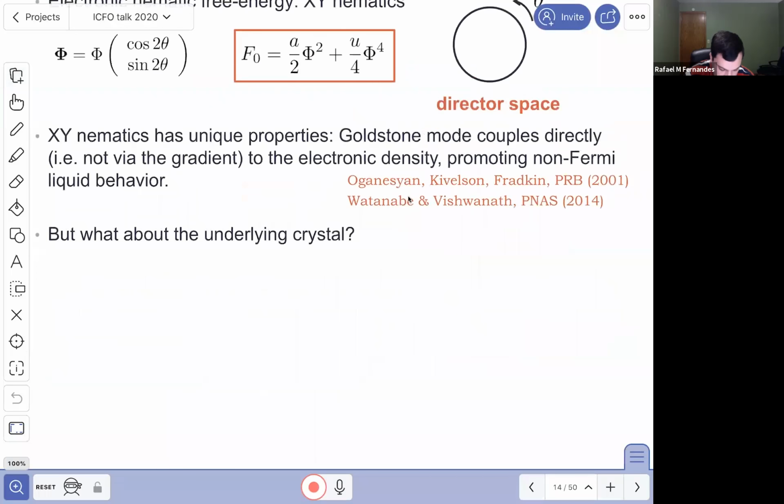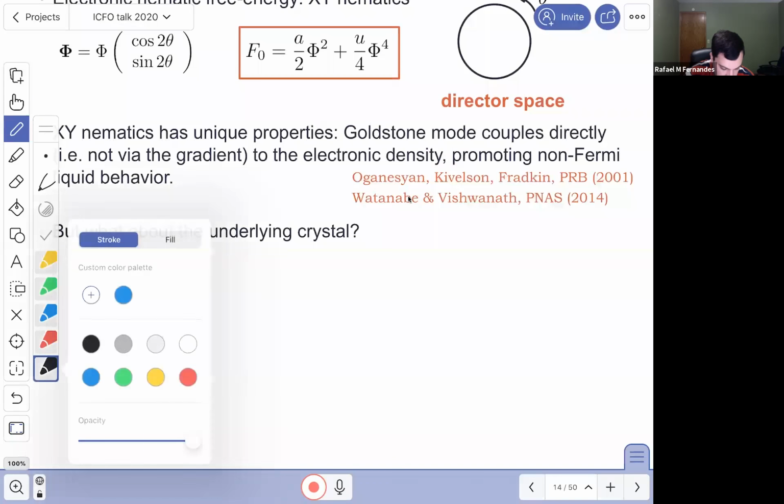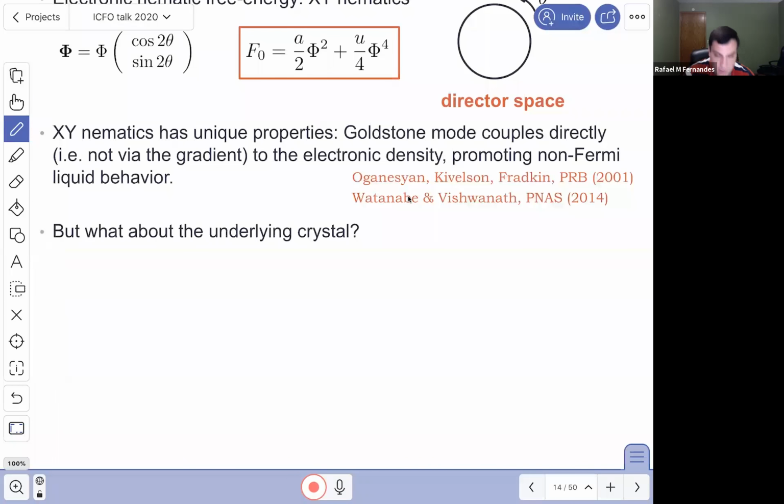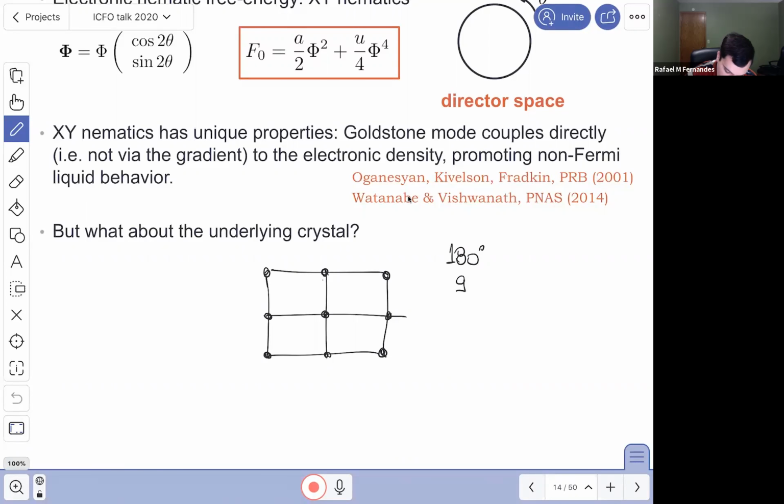Let me explain what I mean by that. I've been pretending that electrons just live in free space. But that's not really true. They live on a crystal. Now let's take, for example, the case of a square lattice. You see, I can't really make any rotation that I want. The crystal is only invariant if I do rotations, for example, by 180 degrees or by 90 degrees.